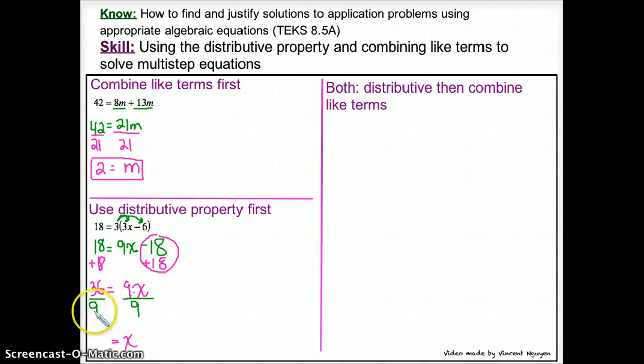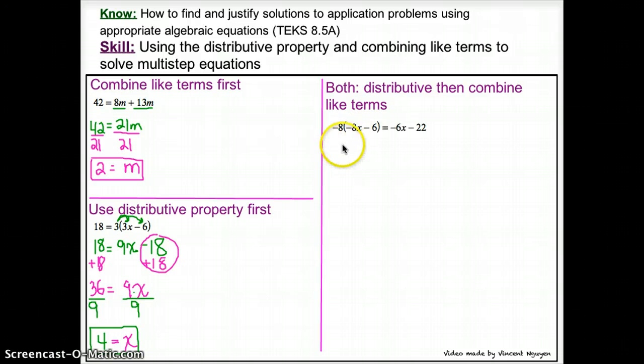And this will become 36 divided by 9, which gives me 4. And the solution for this would be x equals 4. Okay, on to the next example.